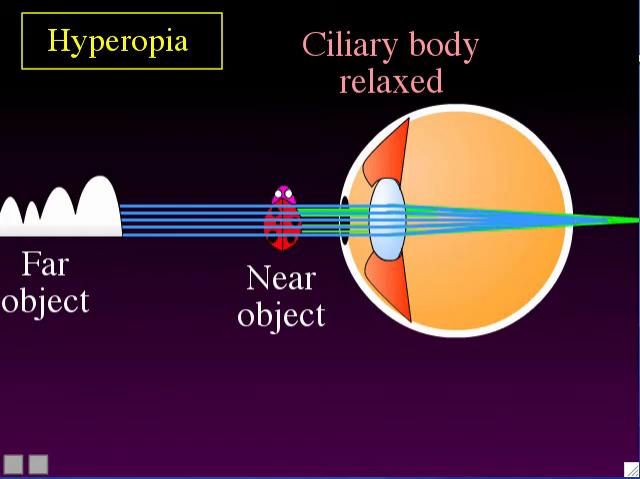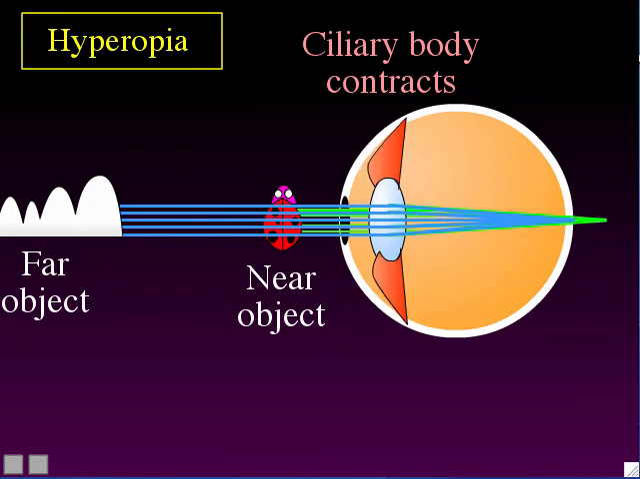Matter of fact, let me click that here. So here's the person with hyperopia contracting their ciliary body muscles, and you can see all the focal points move forward. Here we go. Good, yeah, so they contract the ciliary body muscle, all the focal points move forward, and they're able, by contracting their ciliary body muscle, to get the far object focal points onto the retina.